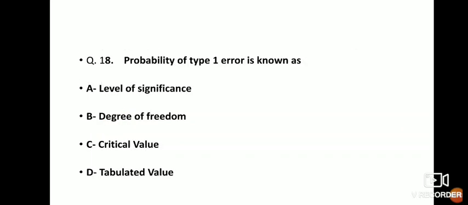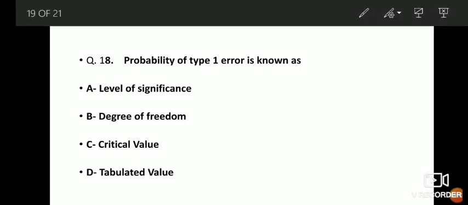The next, probability of type 1 error. Probability of type 1 error is known as, given options: level of significance, degree of freedom, critical value, tabulated value. And the probability of type 1 error is known as level of significance, and it is given by the symbol alpha. So here the correct answer is level of significance.